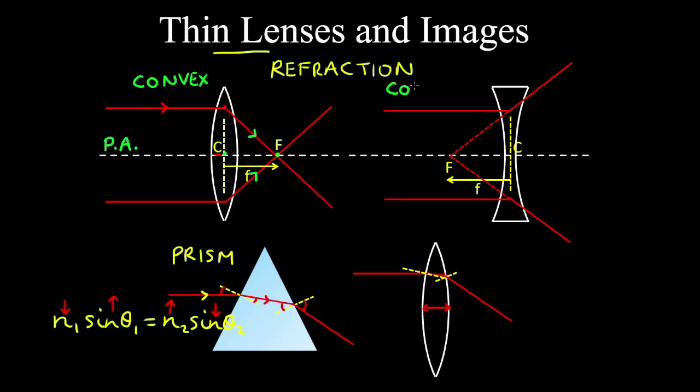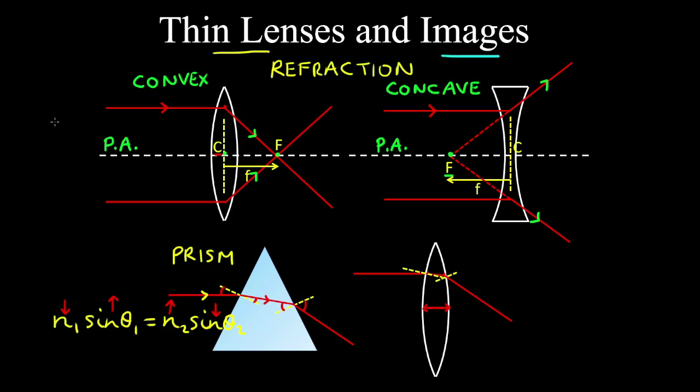Now for thin concave lenses, a concave lens is a diverging lens because incident light rays that are parallel to the principal axis get refracted and they diverge, as we can see. But if we extend these rays, they appear to have originated from a focal point on the incident side of the lens. So this here is called a virtual focus, because the light rays don't actually converge to it.